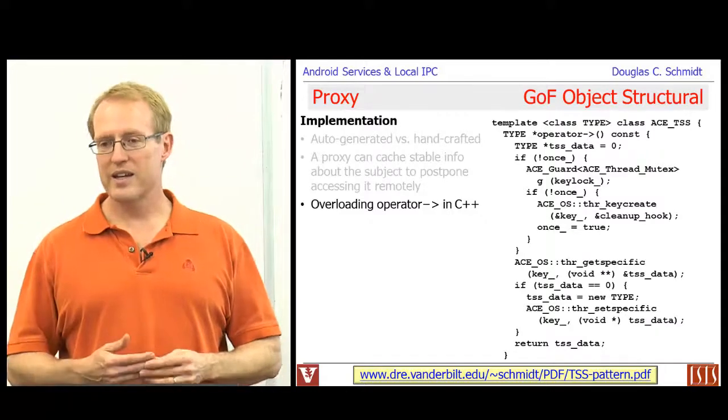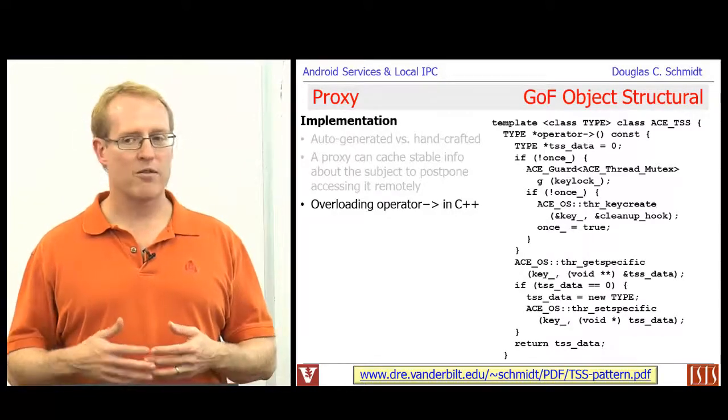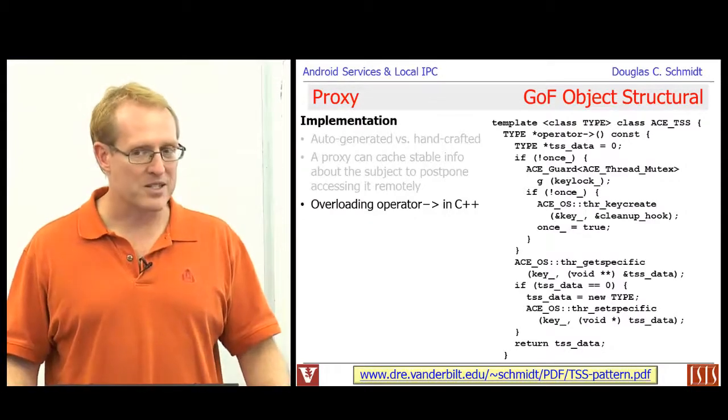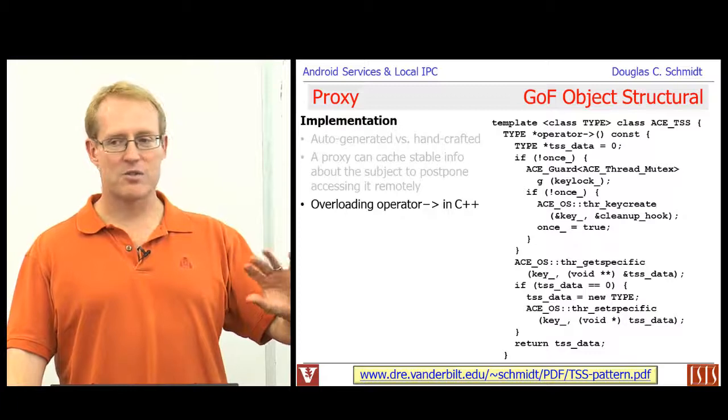And there are lots of cool use cases of this. It's used in thread-specific storage. It can be used by a variety of other techniques for making proxies look like pointer access, thereby hiding the details from the application developers.